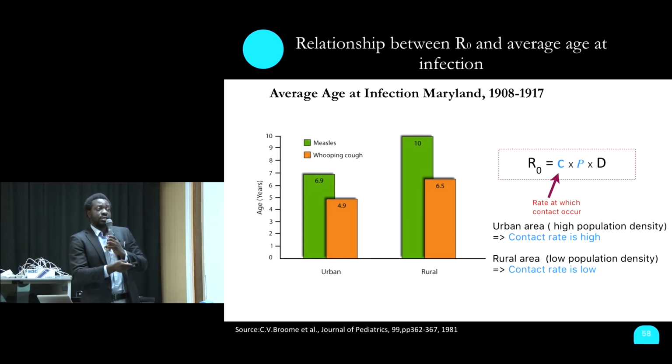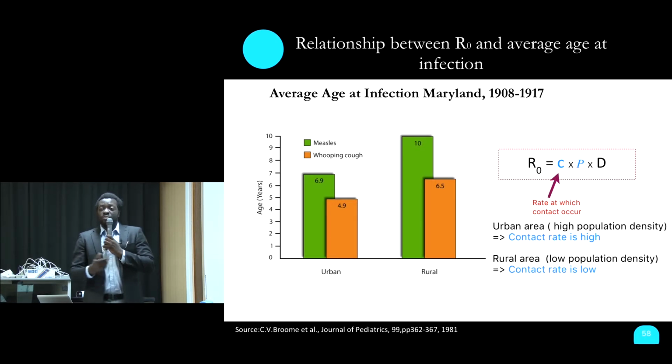Why? It's because we can come back to this formula here. Remember, we said that R naught is the rate at which people contact each other, the probability of transmission, the duration. So in an urban area, we have high population density.